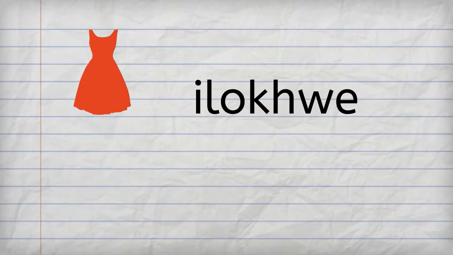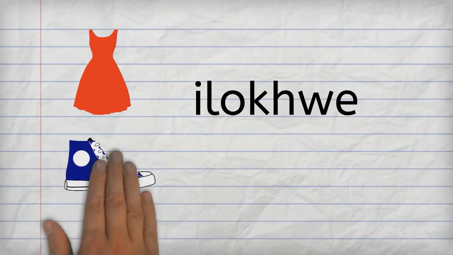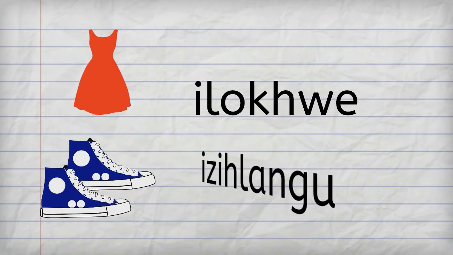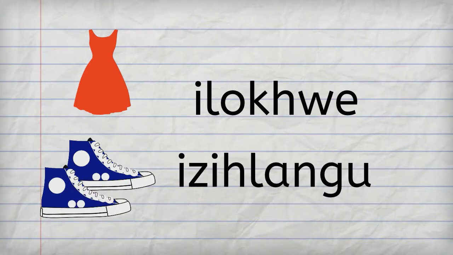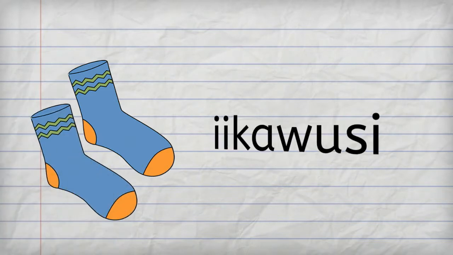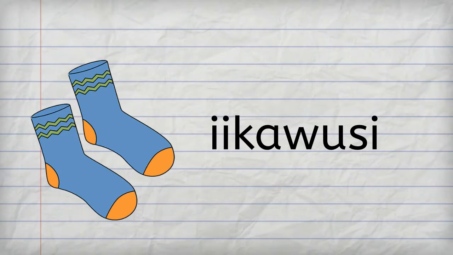The word for dress in isiXhosa is ilokhwe. Ilokhwe. And the word for shoe is isihlangu. Izihlangu. But the word for shoes is izihlangu. And the word for sock is ikawusi. Ikawusi. But the word for socks is ikawusi.